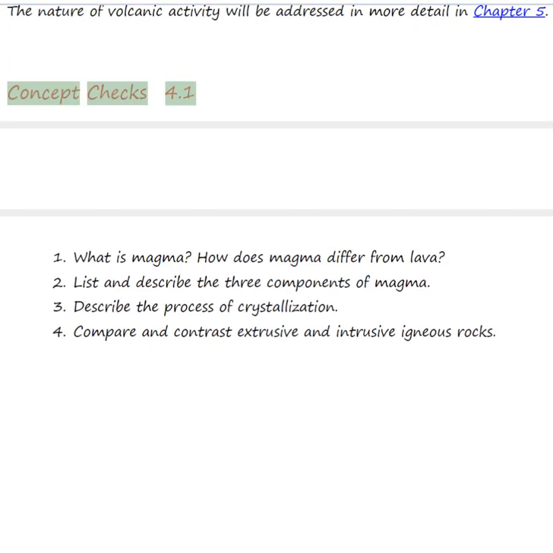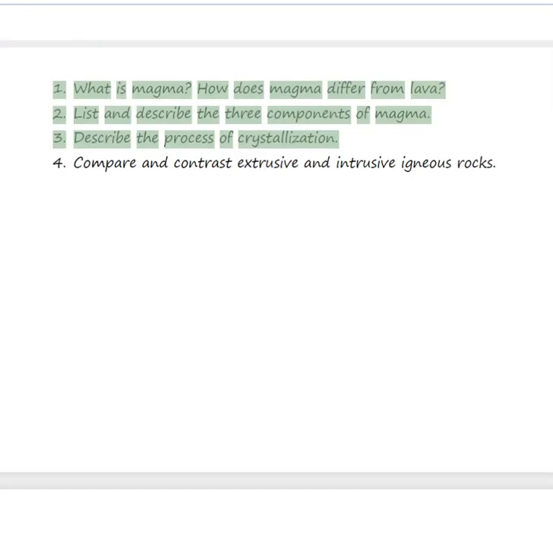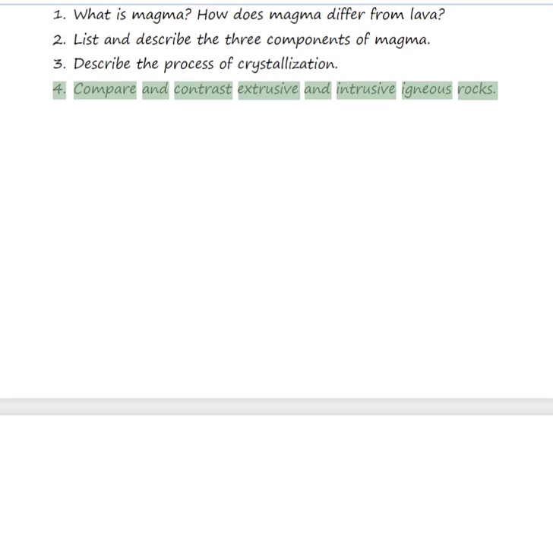Concept Checks 4.1. 1. What is magma? How does magma differ from lava? 2. List and describe the three components of magma. 3. Describe the process of crystallization. 4. Compare and contrast extrusive and intrusive igneous rocks.